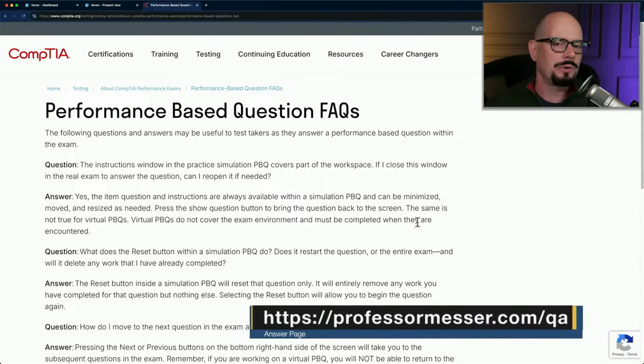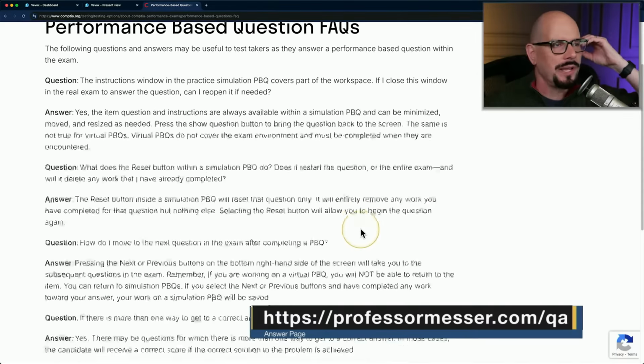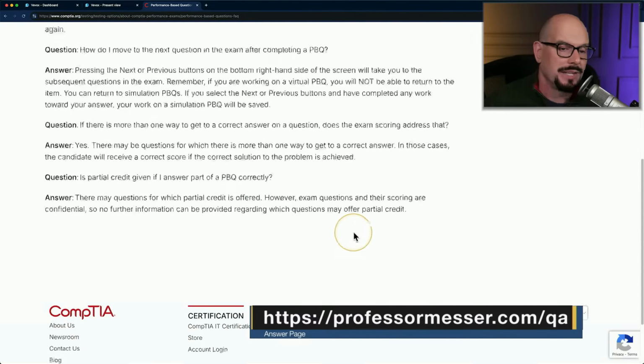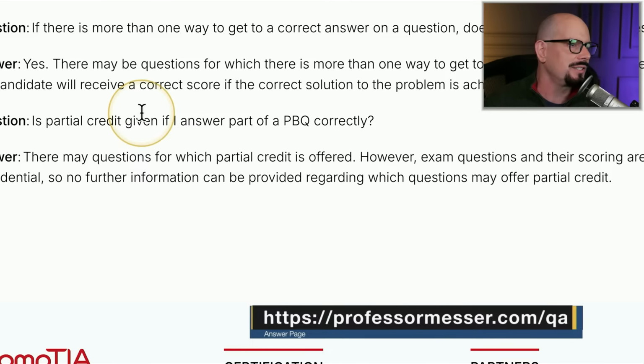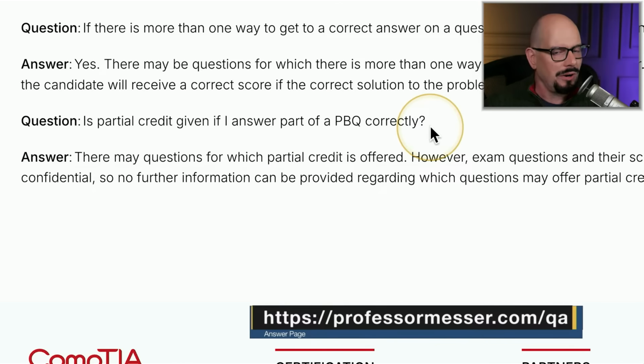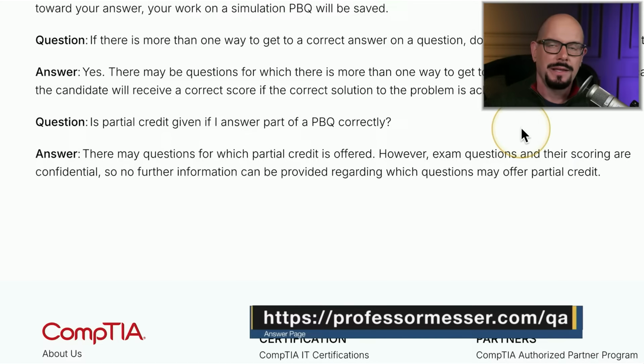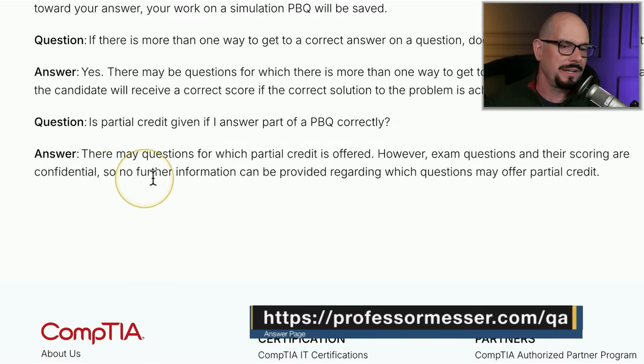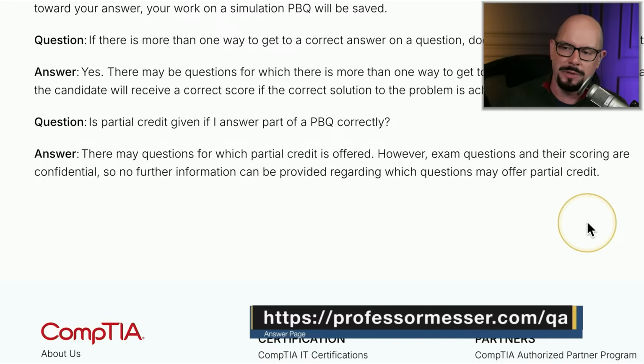The only thing I can really tell you about performance-based questions comes from their website, where they have written a performance-based question, frequently asked questions, from the Department of Redundancy department. We'll scroll down here in this list. There's a lot of good questions in here, and you should read through it. It's got good stuff here. But the very last question they ask is partial credit given if I answer part of a PBQ correctly? And they've finally given us full and complete knowledge of what they do. They say there may be questions for which partial credit is offered. However, exam questions and their scoring are confidential, so no further information can be provided regarding which questions may offer partial credit. So they have now clearly told us that definitively the answer is maybe.